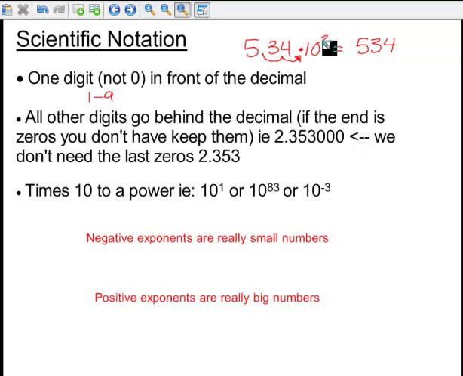Okay? So if we were to multiply this 5.34 times 10 3 times, that would be a decimal move of 1, 2, and then you can see we have no more digits. What we do there is we add a 0. So that's just multiplying 5.34 times 10, which would be 53.4, times 10, which would be 534, times 10 again, which would be 5,340.